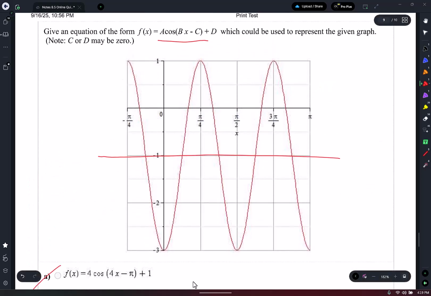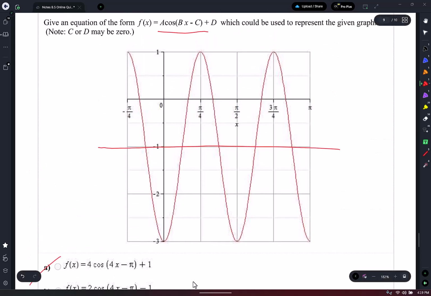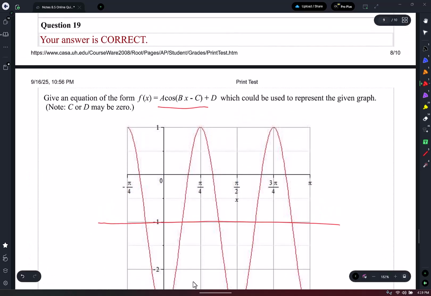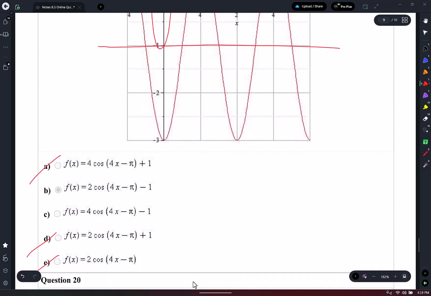All right, next. Let's look at the amplitude so you don't even have to worry about finding the C. From -1 to 1, what is that gap? No, that's not 3. 2. So look for an amplitude of 2. There's only 2 options. Which one is it? B. There it is.